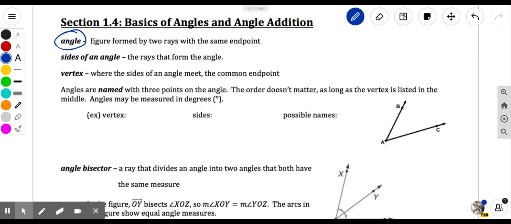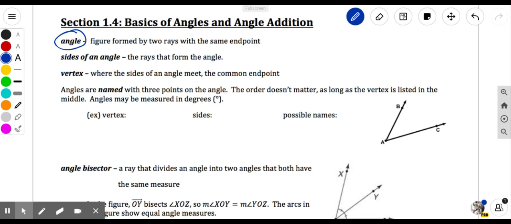If I ask for the sides of an angle, that's one part of the angle. It's the rays that form the angle. The vertex is where those two sides meet. It's the common endpoint that they have. And then angles are named using 3 points, so we'll get to that in a second. Let's focus on the first two, the sides of an angle and the vertex.